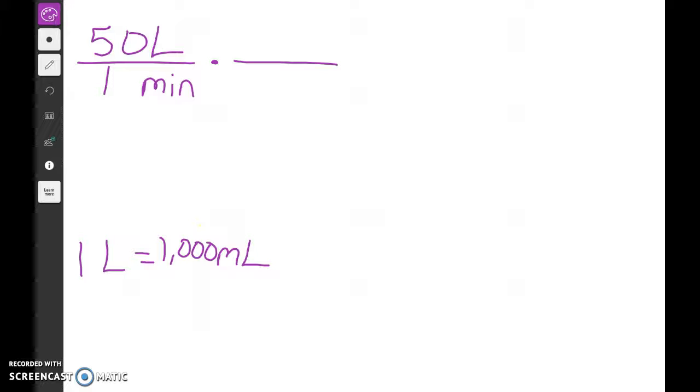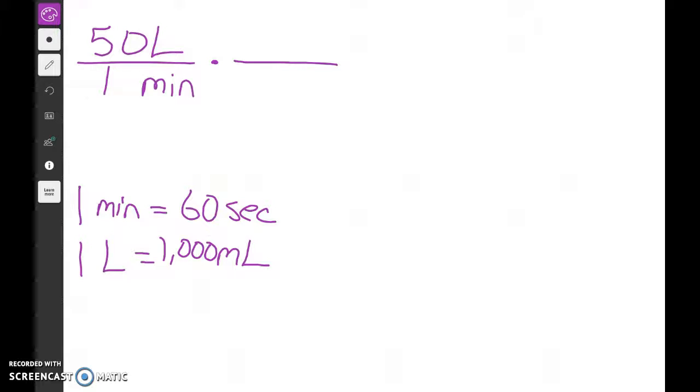The other conversion we need in this problem is to go from minutes into seconds. So we're also going to make minutes equal to seconds. With this conversion, we all should know it: 1 minute is equal to 60 seconds.